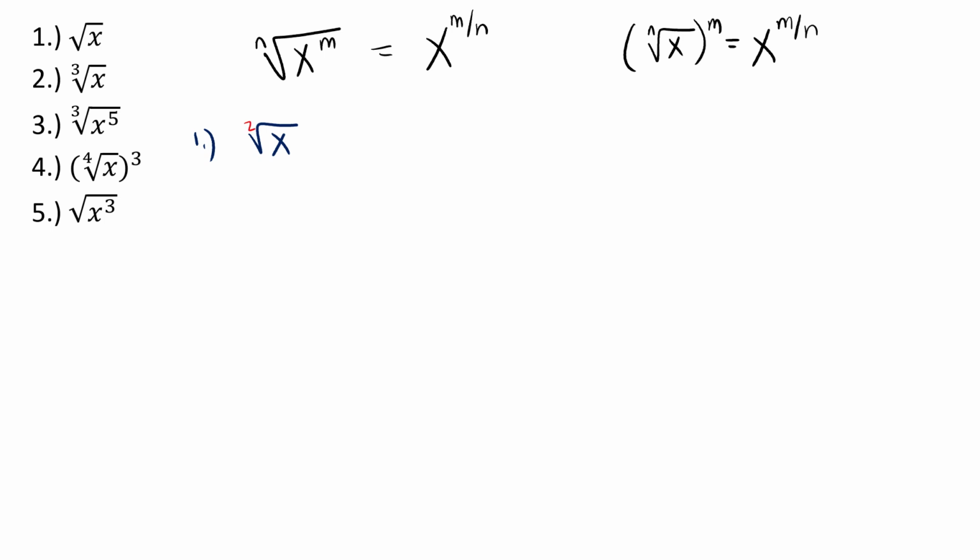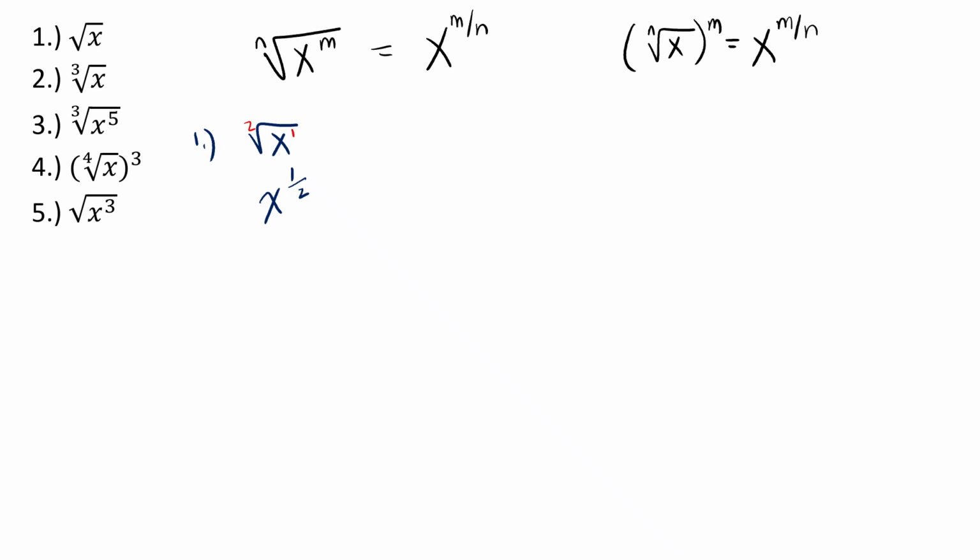Now remember, that is a square root, so you've got a 2 as an index, and you do have an exponent of 1 on there. And so this is just a matter of rearranging the numbers to the correct location. The n value here is a 2, so the denominator of my fraction is going to be the 2. And my m value is a 1, so the numerator is going to be a 1. And there you go. The square root of x is equal to x to the 1/2.